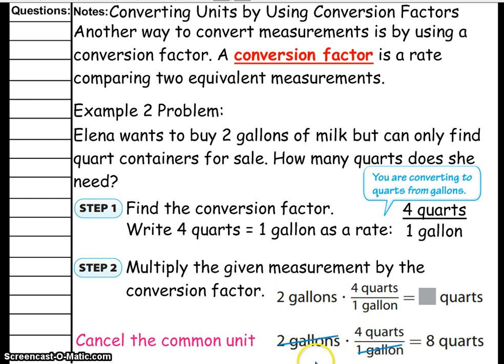So we'll cross out the gallons, and now we're just left with 2 times 4 over 1. And 4 over 1 equals 4, and 2 times 4 equals 8. And the only unit of measurement that we're left with is quarts. That's the only one that's not crossed out. So our answer is 8 quarts.